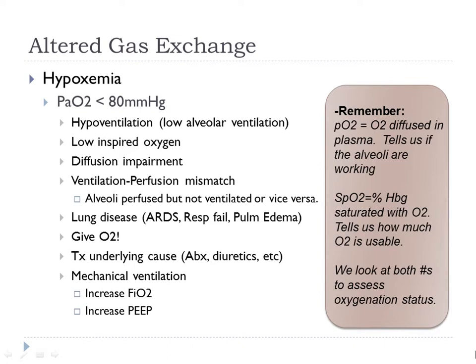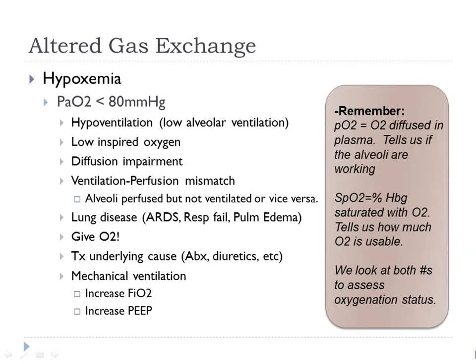So if the patient is hypoxic, they need oxygen. We need to get them oxygen somehow. Maybe this cause is pulmonary edema. We talked about that. We need to give them some diuretics and some oxygen, right? If the patient's oxygen level is too low, we may have to intubate them and put them on the ventilator and give them some oxygen and PEEP.